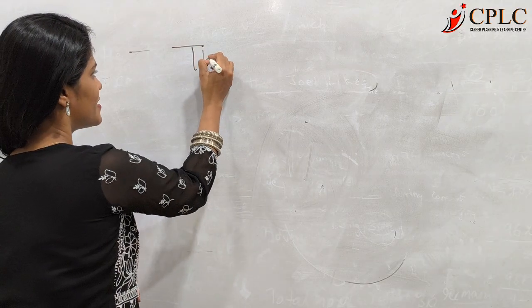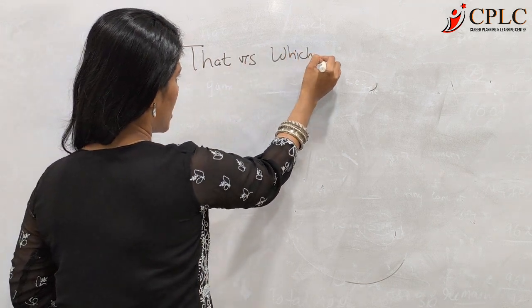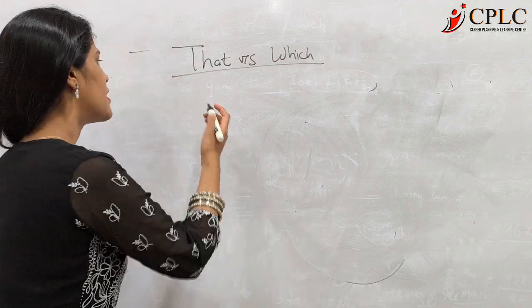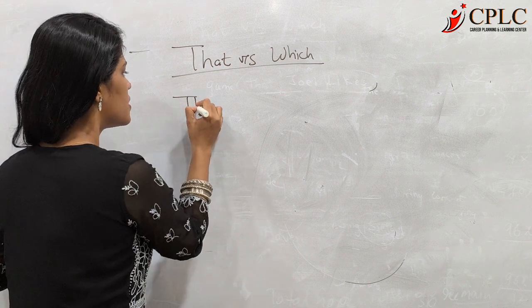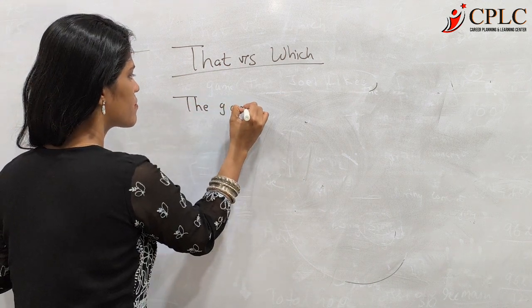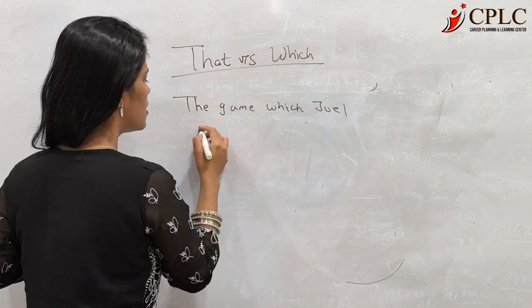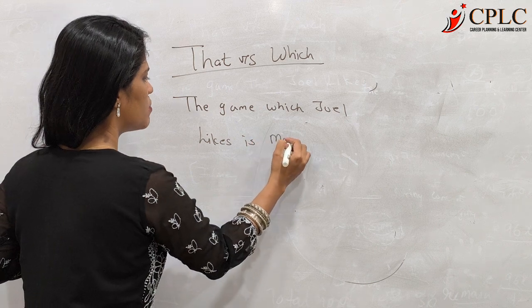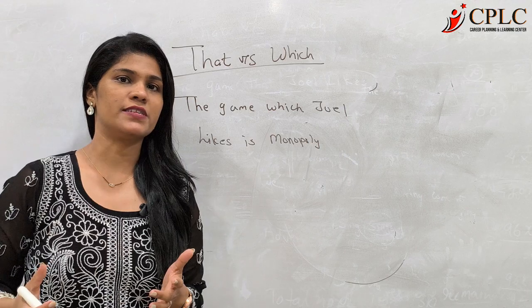The next concept is that versus which. I know there's a lot of confusion revolving around this topic, so let's address it. Now, let's start this with an example. The game which Joel likes is Monopoly. Now, how to solve this?